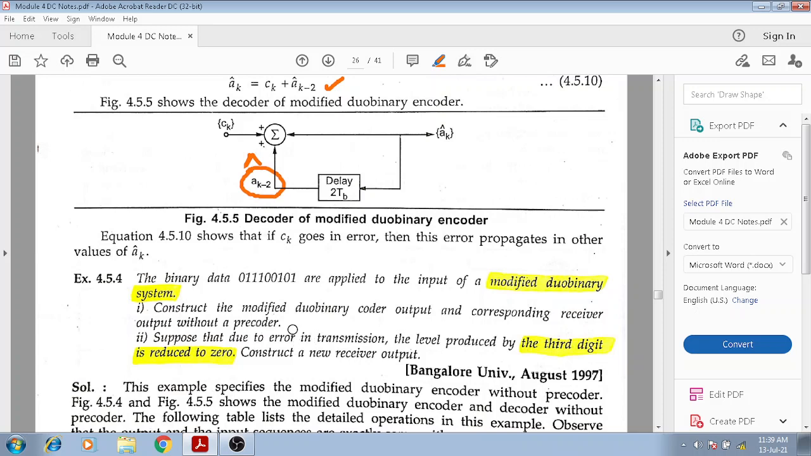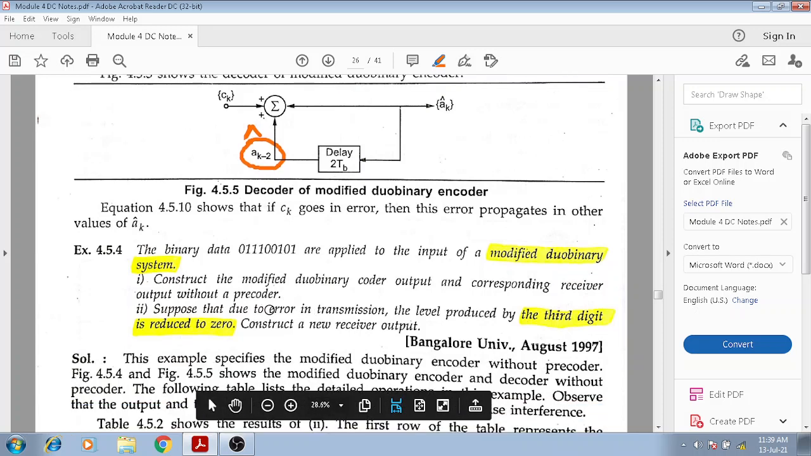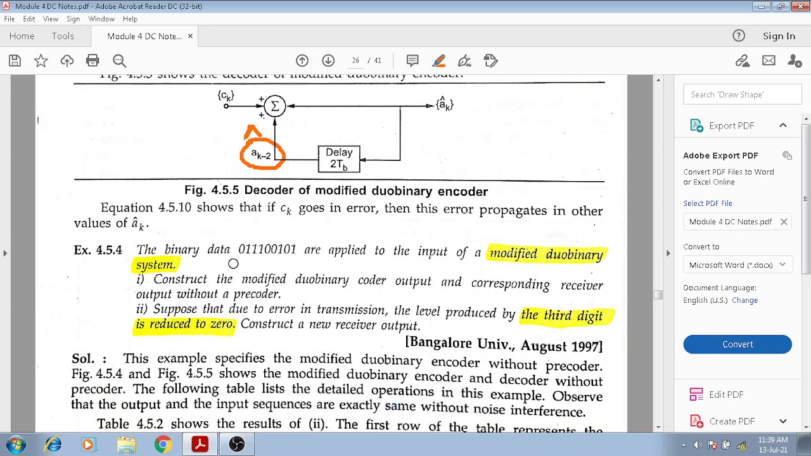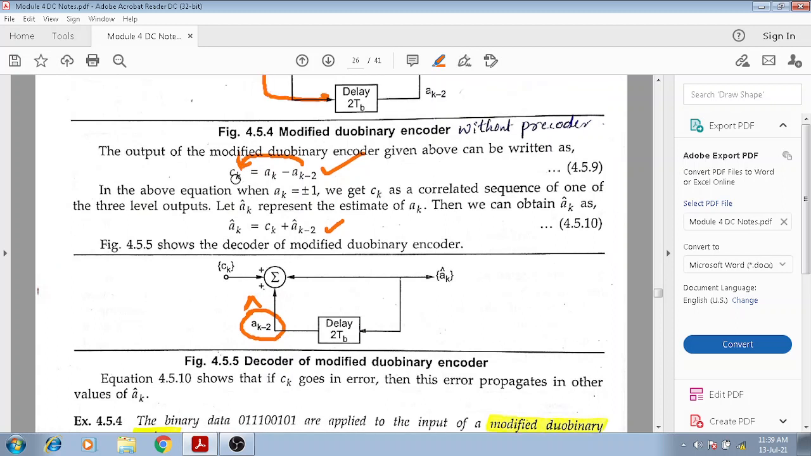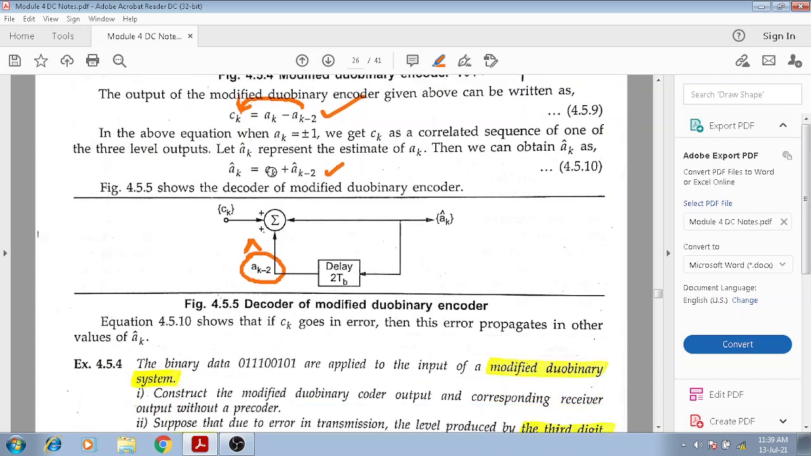So we'll understand with the help of an example. Look at here. To solve this numerical example, you please understand how to get the encoder output, that is CK is equal to AK minus 2, and how to estimate or reproduce the 2-level sequence, which is the input for the encoder, that is AK dash is equal to AK cap is equal to CK plus AK minus 2 cap. So this is the output of the decoder and this is the output of the encoder.